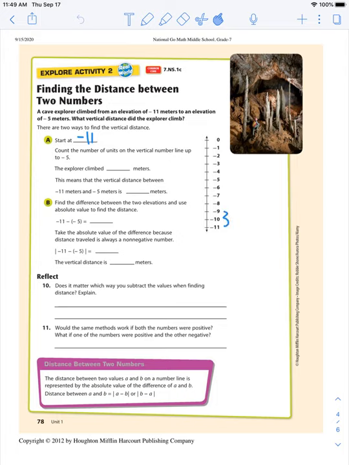Well, here, 1, 2, 3, 4, 5, 6. Oh, I reached negative 5. I can stop. The explorer climbed 6 meters. This means the vertical distance between negative 11 and negative 5 is 6 meters.